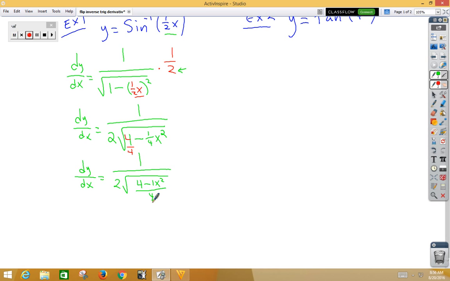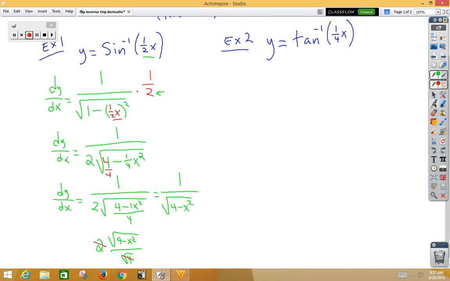Now, why the heck would I want to do that? Well, if you remember from your Algebra 2 days, if I only look at the bottom, I can rewrite that radical as 2 separate radicals. And notice then, the square root of 4 is 2, and we can cancel out the 2's. So my final answer would be 1 over root 4 minus x squared. Let's look at a second example.